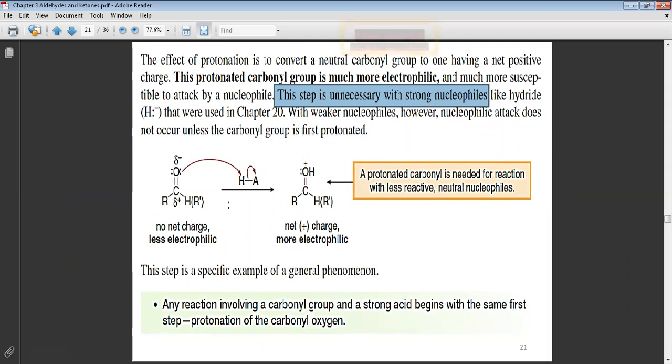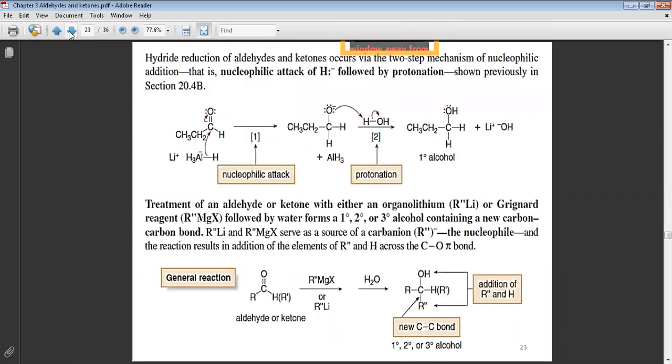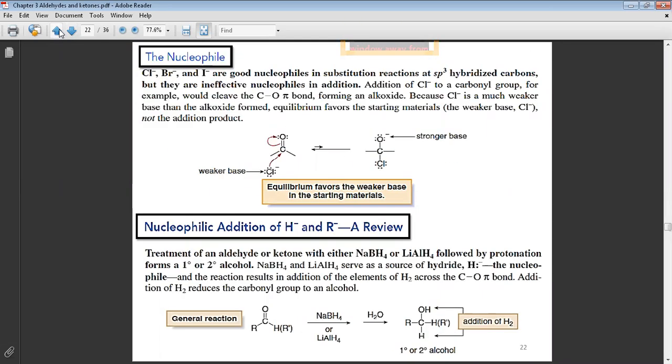Any reaction involving a carbonyl group and a strong acid begins with the same first step. That means if I give you any carbonyl group and you see that we have acid, the first step will be protonation of the carbonyl group. So that is the nucleophilic addition reaction, and then this chapter will be finished.